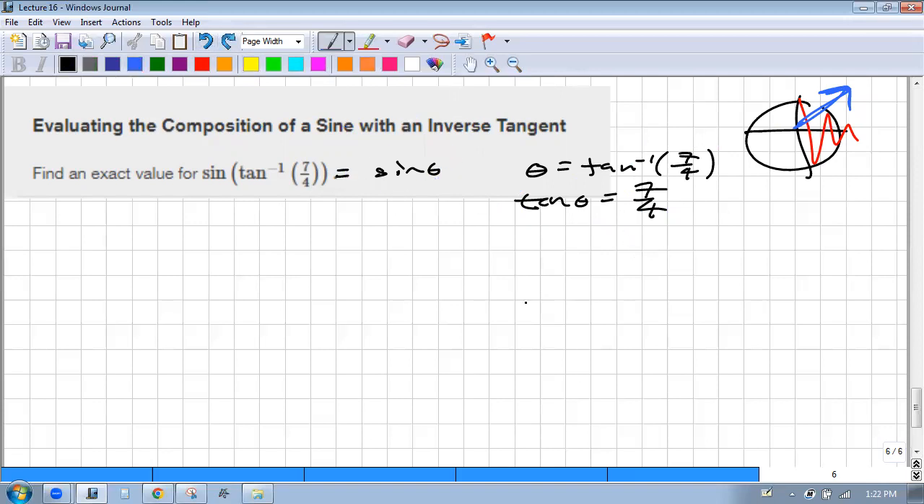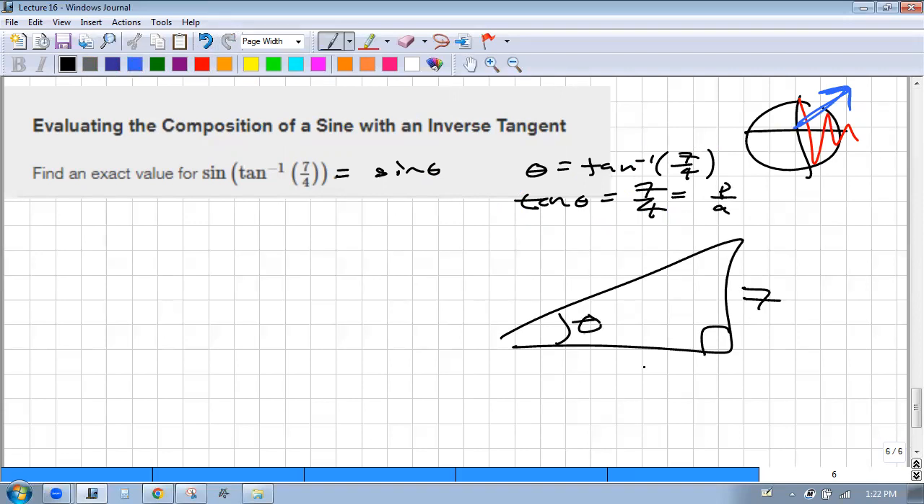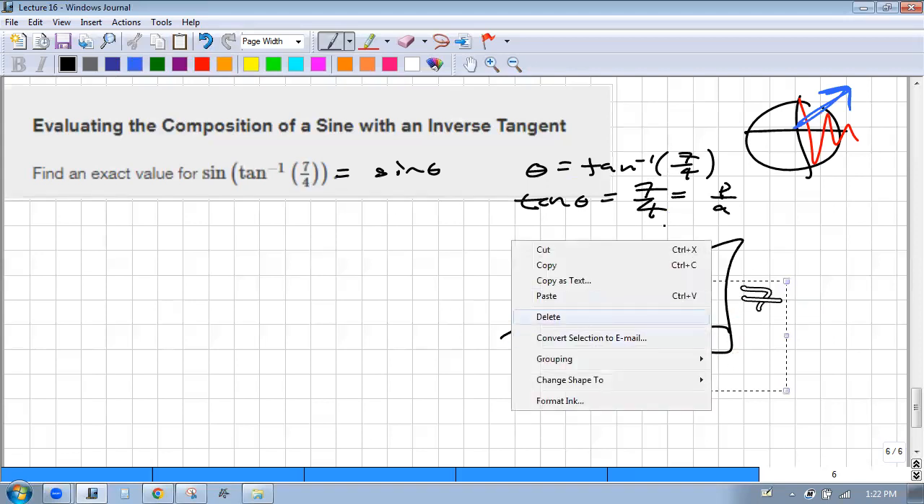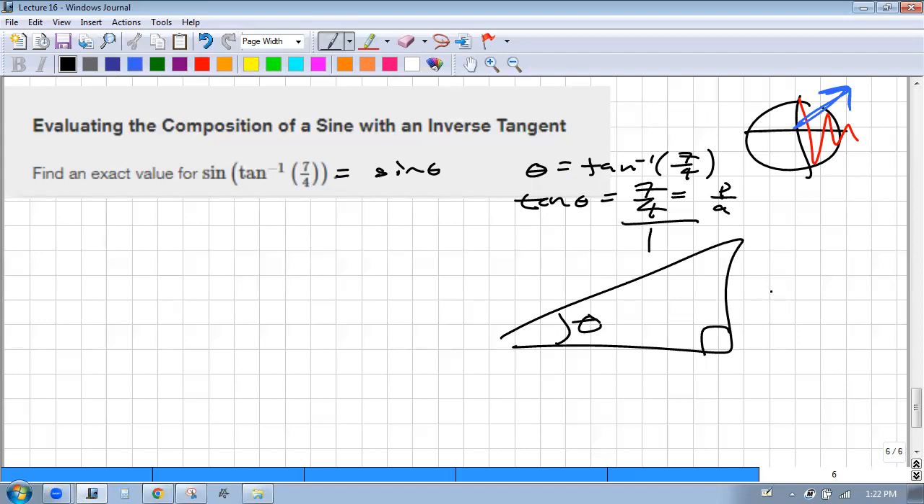All right, so if we do our little triangle trick, this is opposite over adjacent, so I'll say 7/4. I mean, I could have done this. I could have been like, this is 7/4 and this is 1. You'll get the same answer, right? But we don't want to deal with fractions. Let's go with a 7 and a 4, right? So what is our hypotenuse?